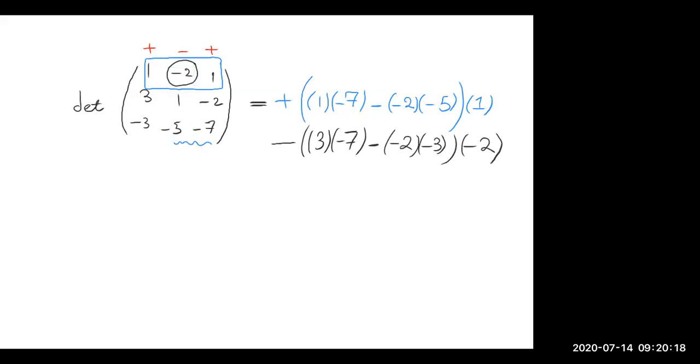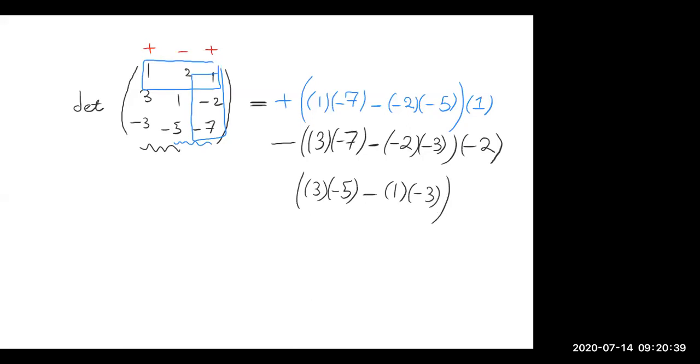And then finally, we go to the last column. The determinant of this remaining part is 3 times -5 minus 1 times -3. And then we should multiply that by this number in the intersection, which is 1. And because it has positive sign above it, we write positive here. And we do all these computations and we would get the determinant. So that's the way to compute the determinant, right? That's the definition of the determinant.